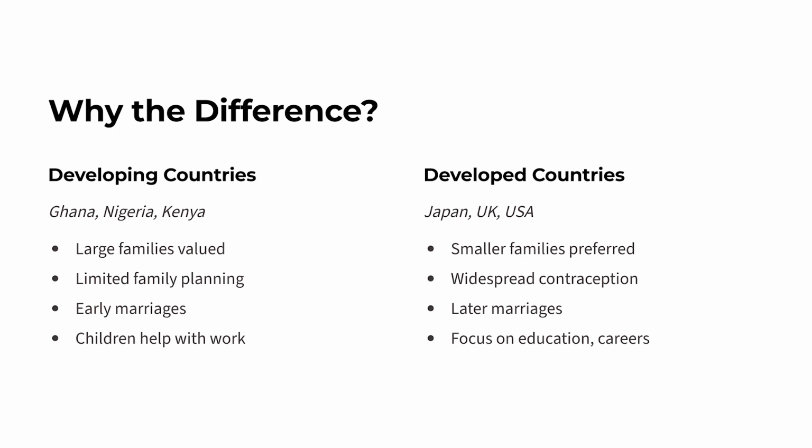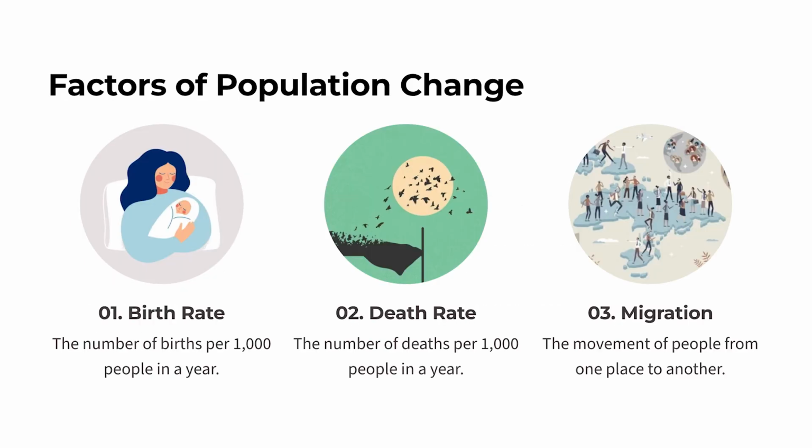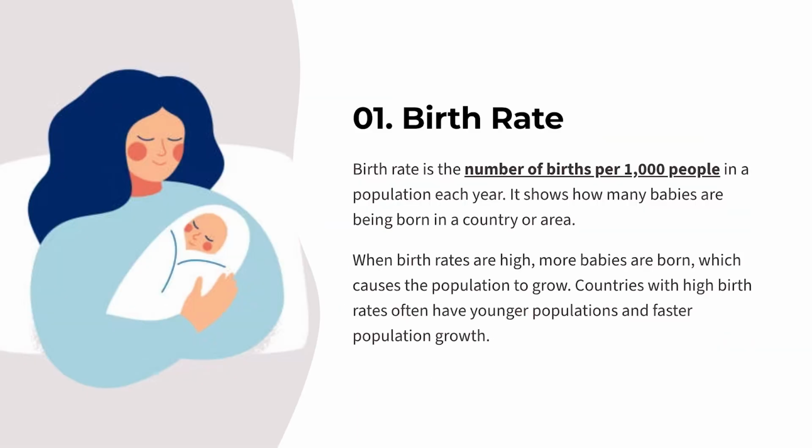Now that we understand why population growth rates differ across countries, let's look at the main factors that cause populations to change. There are three major factors: birth rate, death rate, and migration. These three always work together to shape how a population changes. We'll go over them one by one. Let's begin with the first factor of population change, the birth rate.